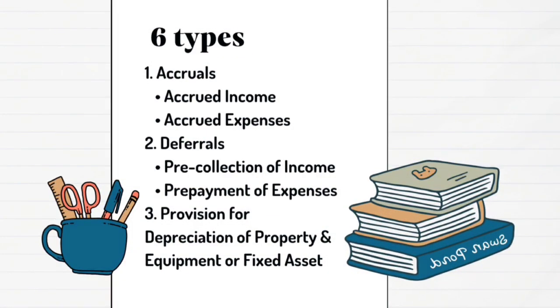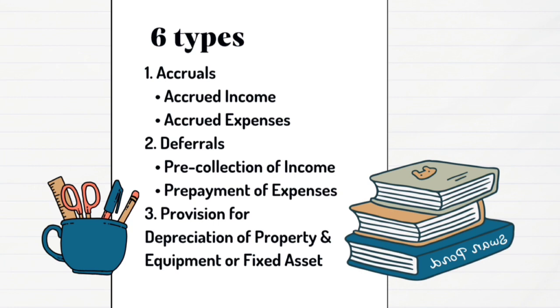There are 6 types of adjusting entries. The first type is the accrual. Under the accrual are the accrued income and accrued expenses. The second one is the deferrals. And under the deferrals are the pre-collection of income and the prepayment of expenses.